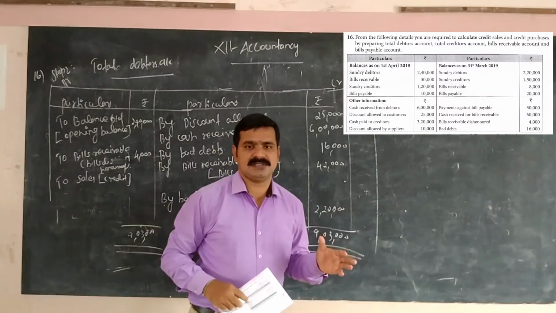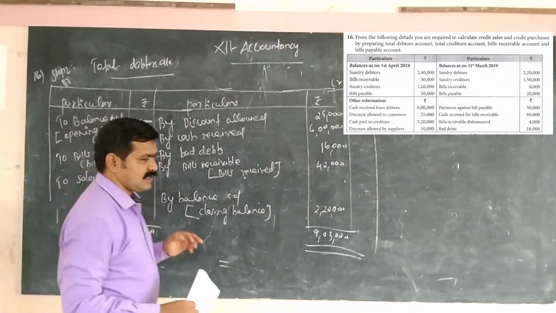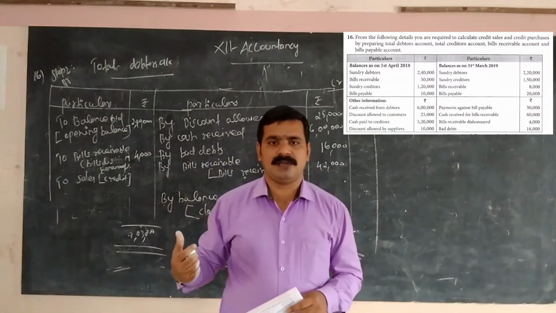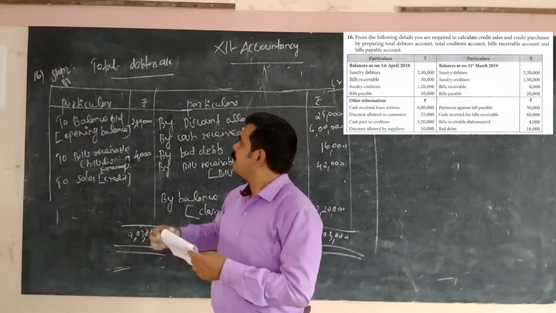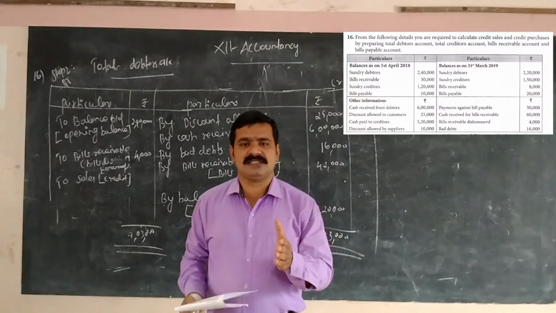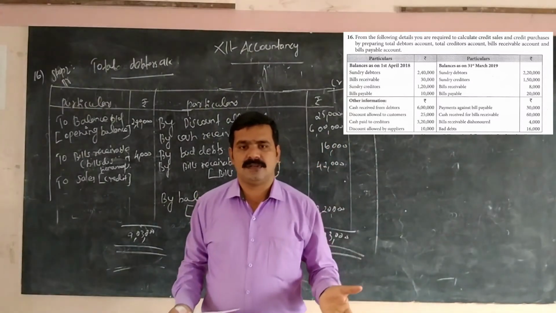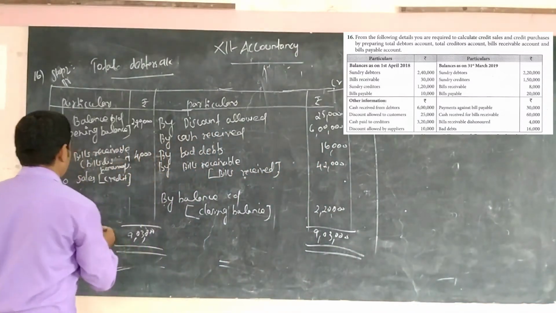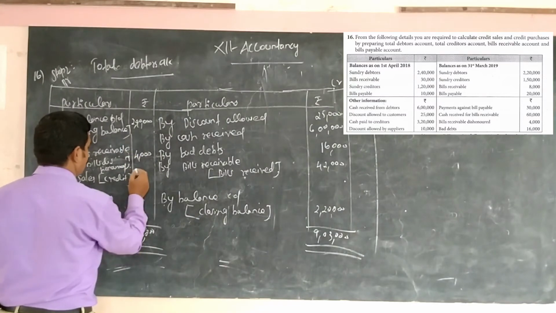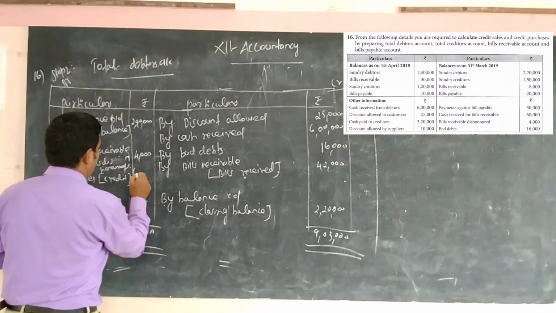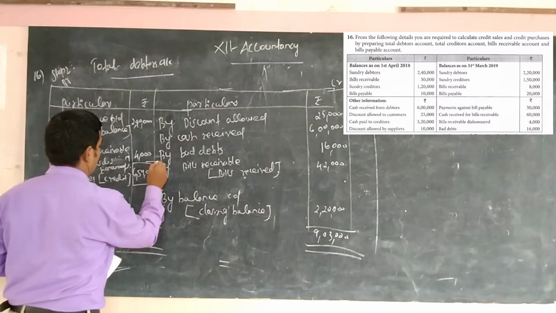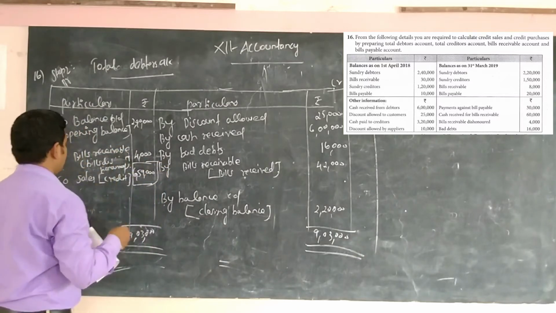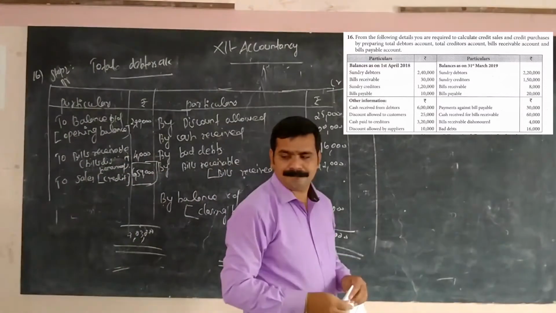So that is the solution. This is how to find out credit sales in this problem. Credit sales is very important. Credit sales in total debtors. Credit purchase in total creditors. Okay, so that is very important. The credit amount is 6,59,000. That is credit sales.